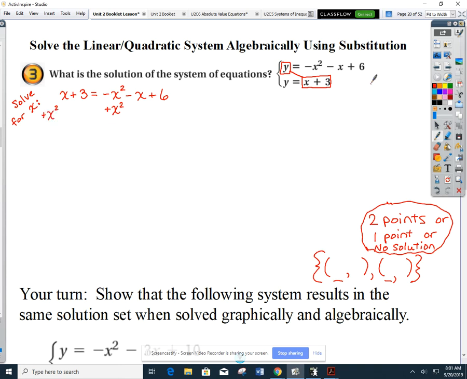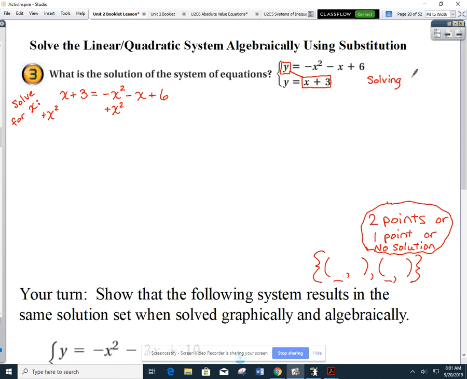And if you recall, solving quadratics, when you first learned it, you want to set the equation equal to 0 before you solve. And you might be able to solve by factoring, or maybe it's not factorable and you can solve by using the quadratic formula.